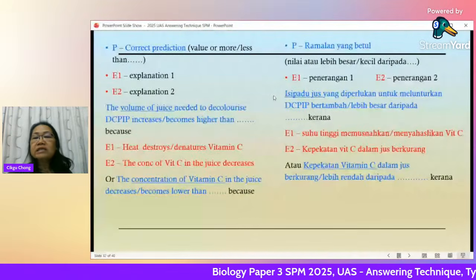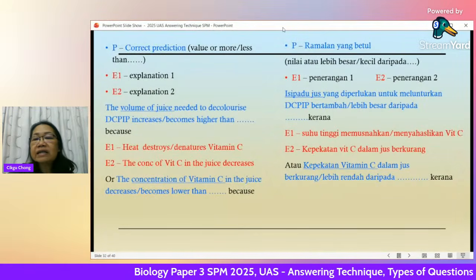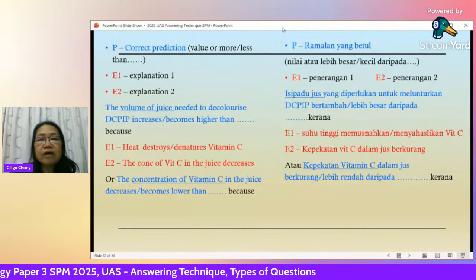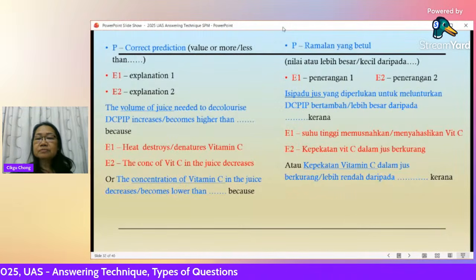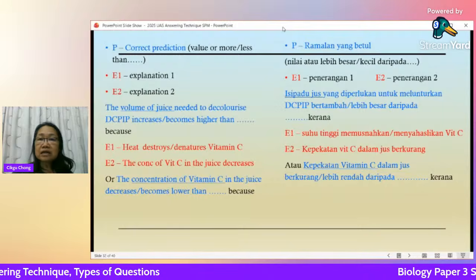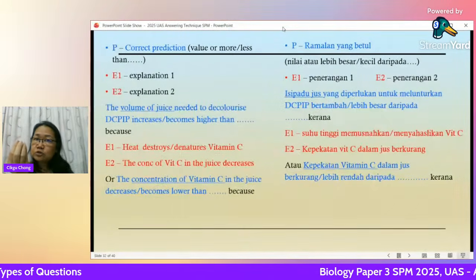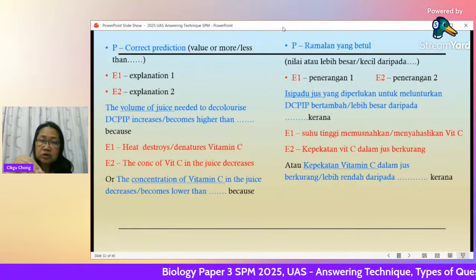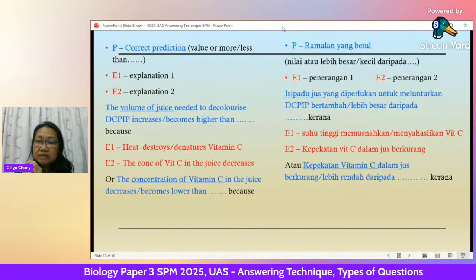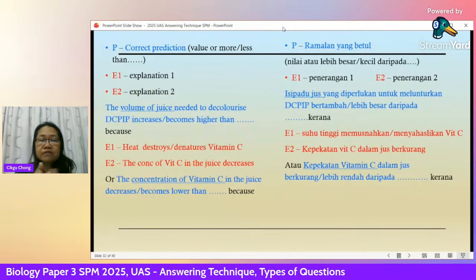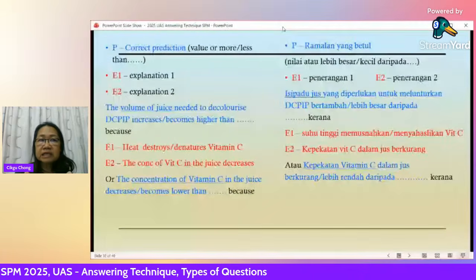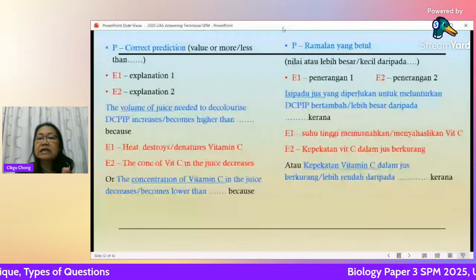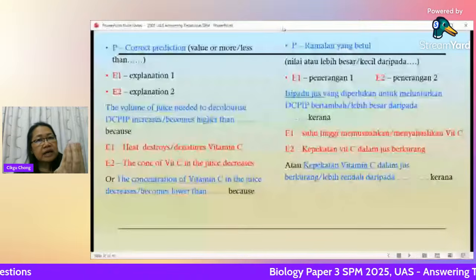Oh, what is DCPIP? Dichlorophenol indophenol, the substance that you put your vitamin C inside to test your juice, to see how much vitamin C it has. Go and check back. This is Form 4 work, chapter 6 for nutrition. Form 4, chapter 6. DCPIP is a substance that actually you add in.